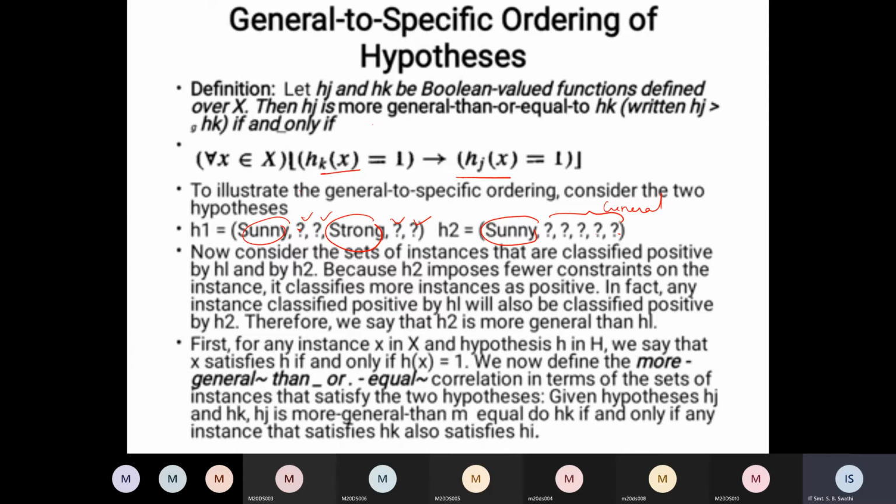Okay, or we will say it is, we will say more or general than or equal to correlation. We normally say this hypothesis as equal to correlation, or greater than or equal to, or general or equal to correlation. H1 is matching with H2, H2 is matching with both H1 and H3.